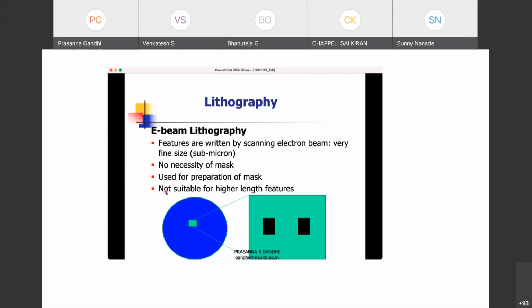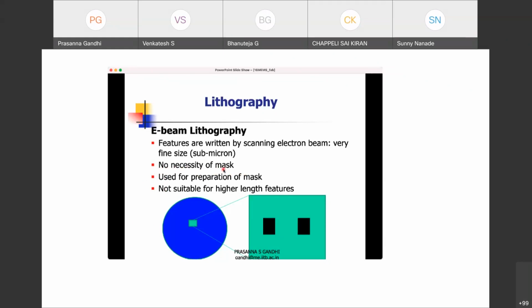The electron beam lithography itself will not need any mask. This is a maskless process, but it can be used for preparation of the mask, because you are scanning the electron beam on the surface of the photoresist.